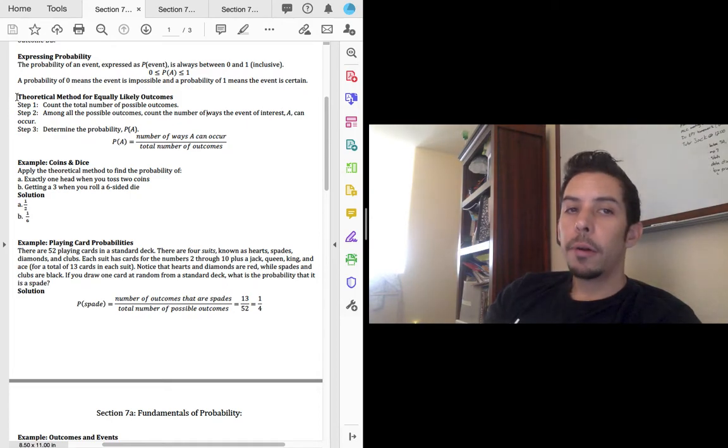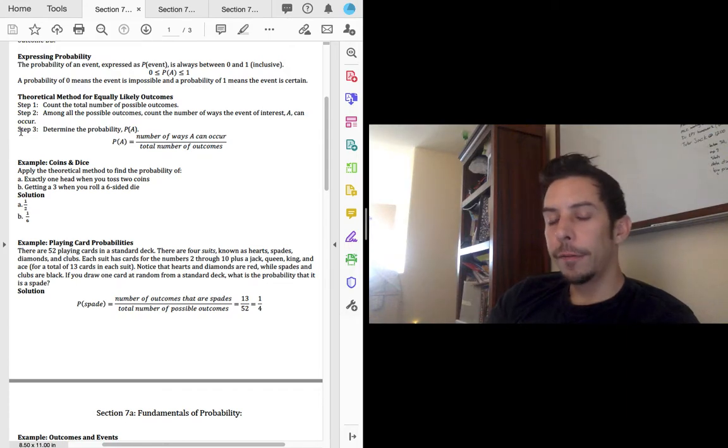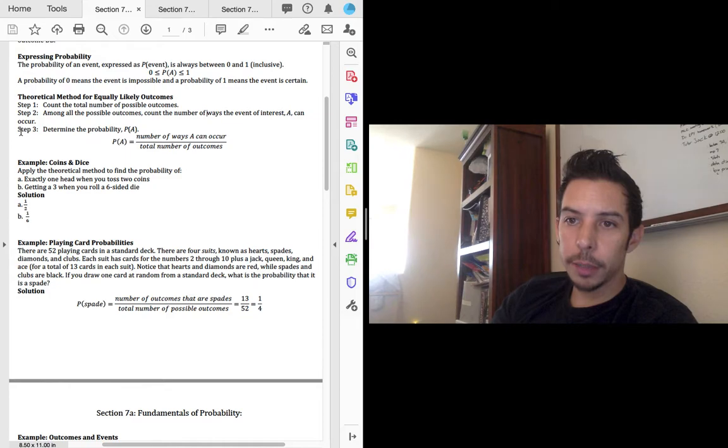There's also a theoretical method for calculating likely outcomes. This is the way that we're going to define probability in this class for the most part. It's important to know that you can express probability either as a fraction or as a decimal.